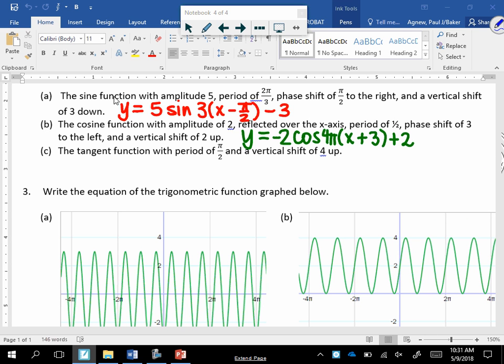And then finally, a tangent function that has a period of pi over 2 and a vertical shift of 4 up. There's no amplitude, so we're just going to assume it's 1. Okay. If the period is pi over 2, what's b? 2, because the period for tangent functions is pi over b, so b has to be 2. Is there a phase shift? No, so we're just going to call it 2x, and then a vertical shift of 4 up. So it's going to be y equals a tangent of 2x plus 4.